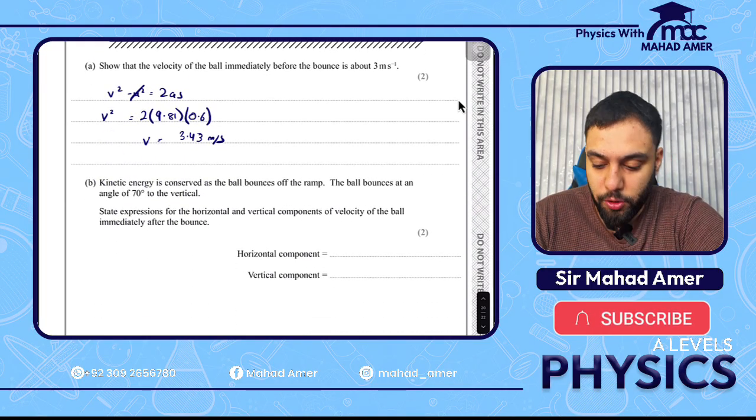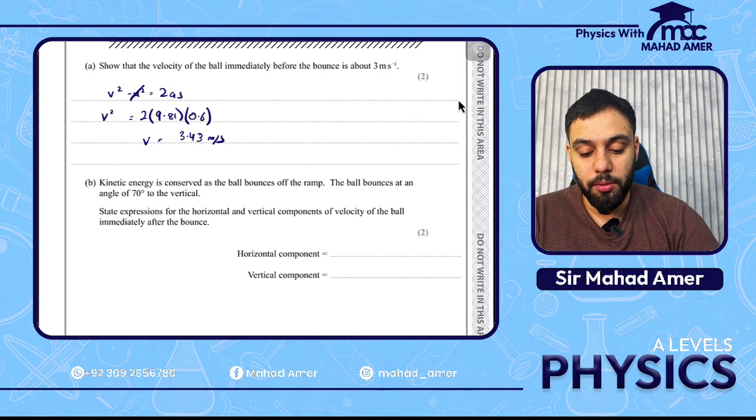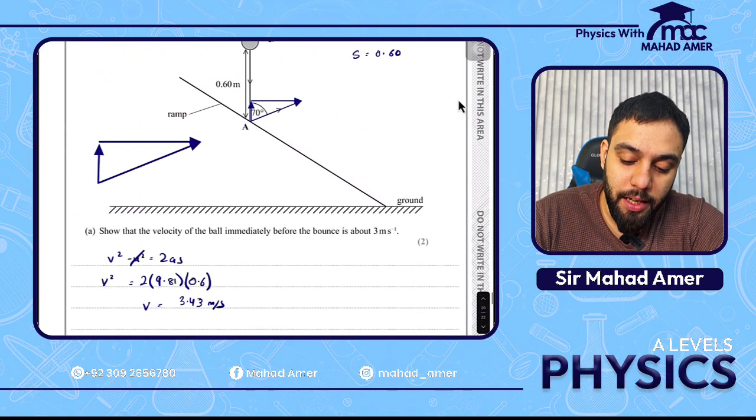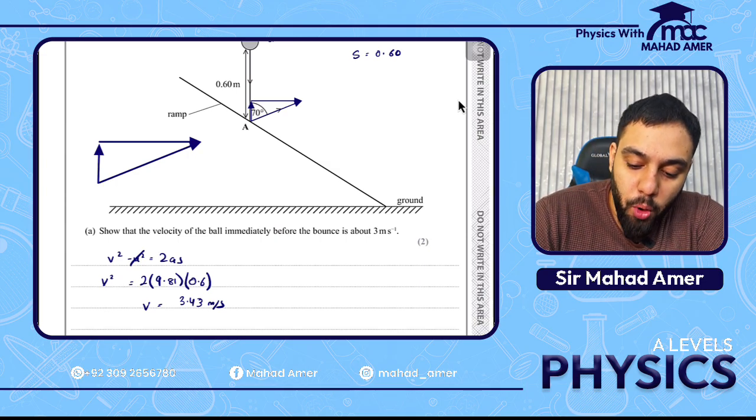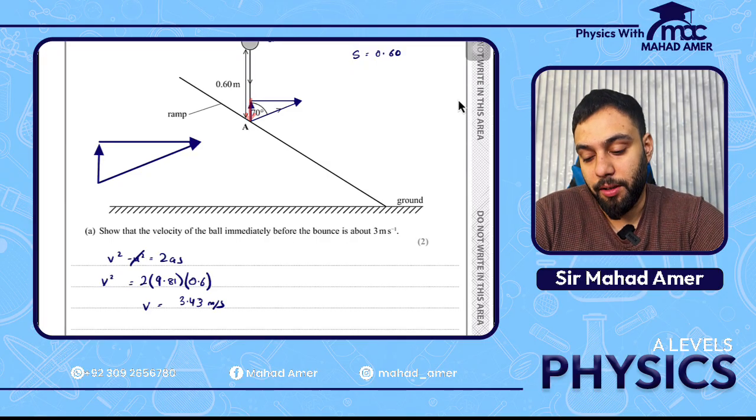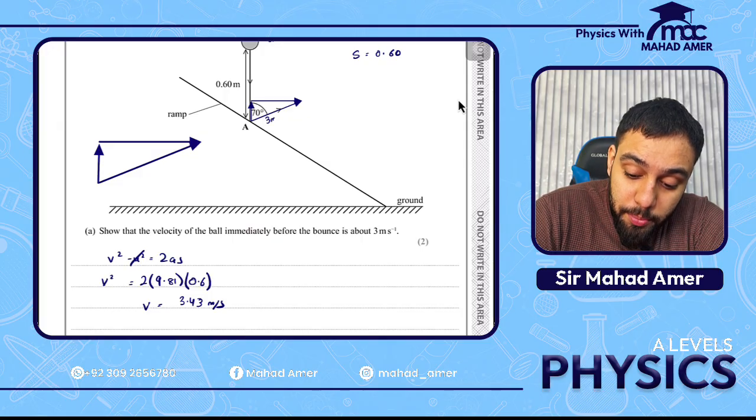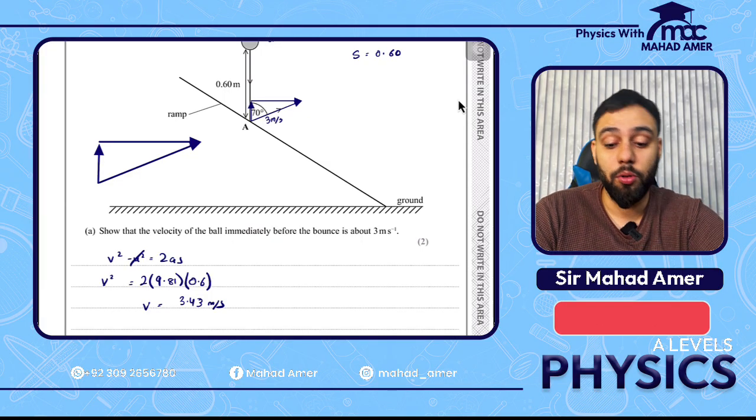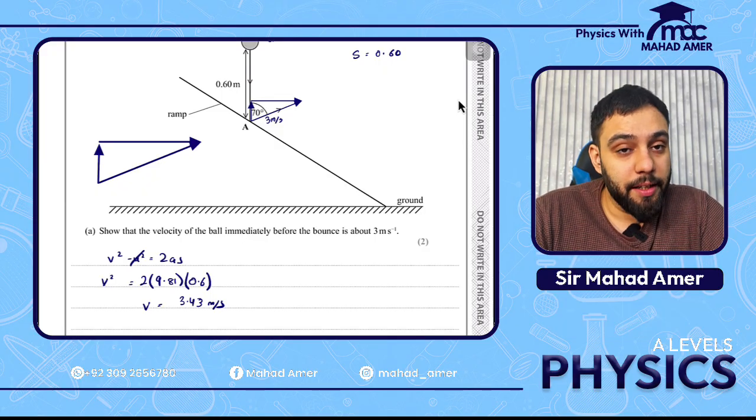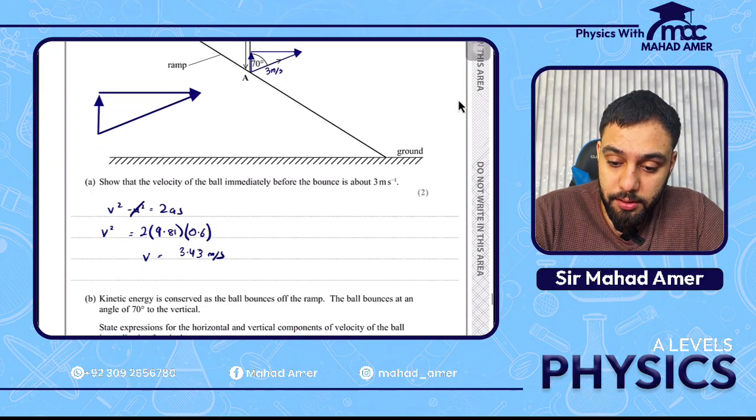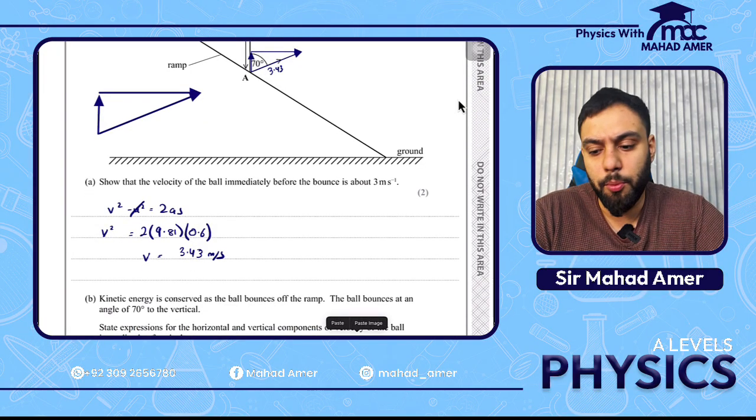State an expression for the horizontal and vertical components of the velocity of the ball immediately after the bounce. Well, immediately after the bounce, what would happen to the velocity of the ball? If the ball was hitting down with 3 meters per second and the kinetic energy is conserved, that means this velocity will be 3 meters per second. Although I'm not sure you're very familiar with the concept of energy, I will be using the actual value that I calculated, 3.43.